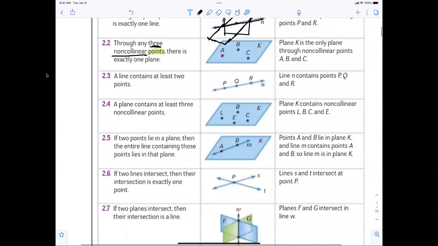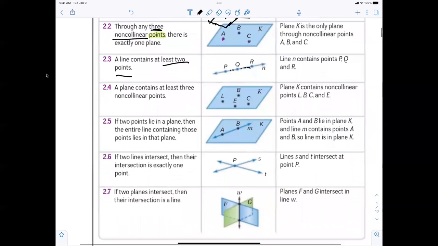So now a line contains what? At least 2 points. I say a line contains what? An infinite number of points. I can put as many points on this line as I want. There's an infinite number. I'm not sure why they say a line contains at least 2 points when I know there's an infinite number. Everybody's good with that?